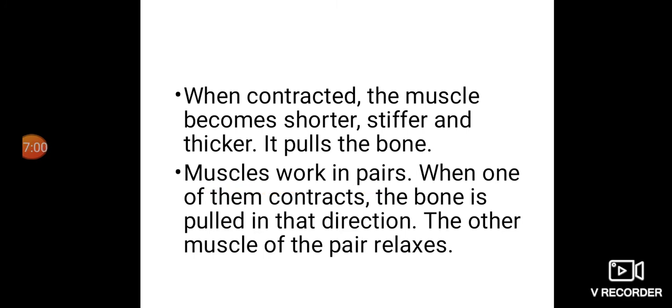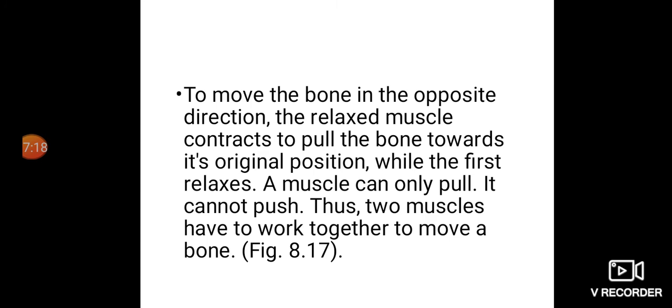Muscles work in pairs. When one of them contracts, the bone is pulled in that direction. The other muscle of the pair relaxes. What happens? Relaxes. So to move the bone in the opposite direction, the relaxed muscle contracts to pull the bone towards its original position, while the first relaxes. A muscle can only pull. It cannot push. Thus, two muscles have to work together to move a bone.